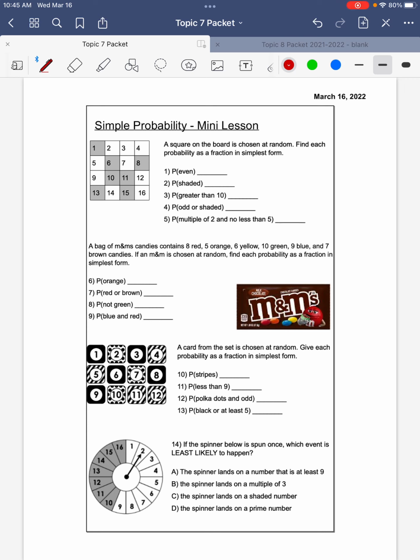Hey y'all, today is March 16th and I am doing a little mini lesson on simple probability. So grab a piece of paper, a calculator, and let's get started.